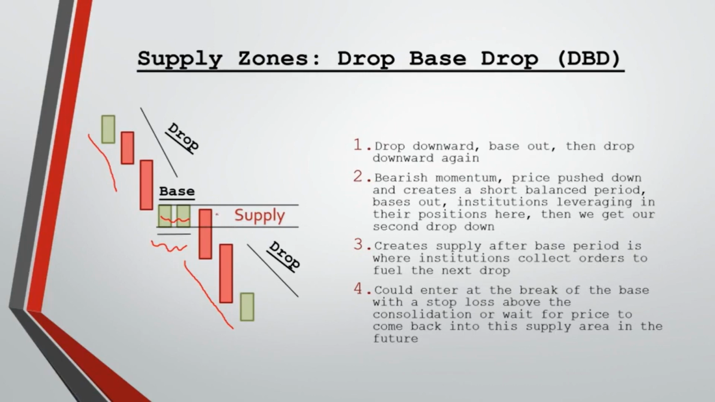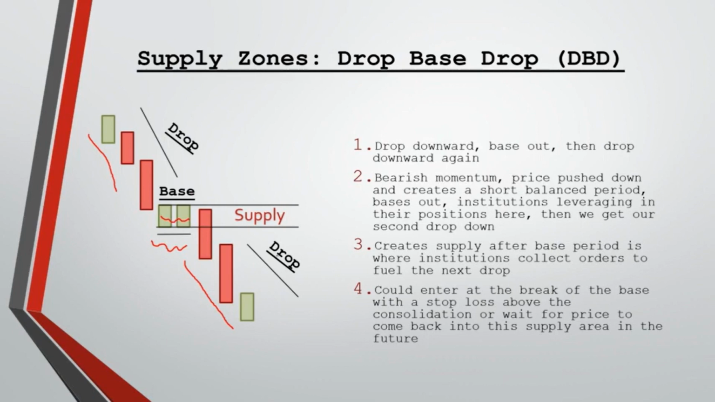So the only way this qualifies as a supply zone is because we get this second drop down. If price then started to move back up, let's say right here, right? And we didn't get this second drop, this would qualify as a demand zone because now we move up strong and violent to the upside. So the only reason why this qualifies as a supply zone is because we get this second drop to the downside. So basing period is where the institutions collect orders to fuel the next drop.